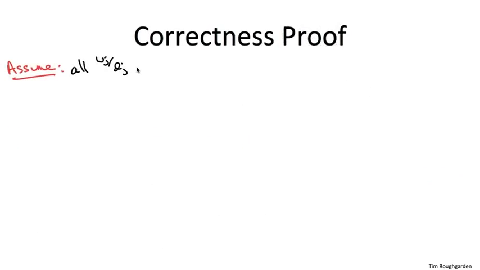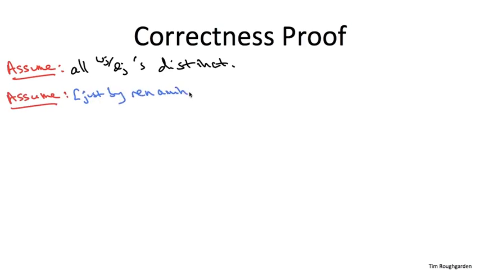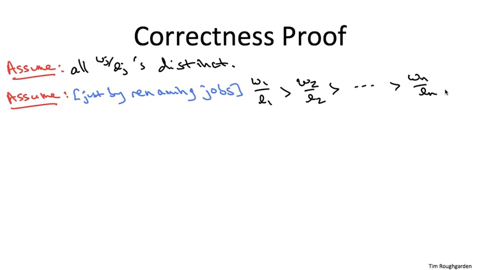So as I said, in this video and the next, we're going to be assuming that all of the ratios are distinct. In general, of course, that need not be true, and I'll give you a separate argument to handle the case of ties. I'm going to make a second assumption, but unlike the first assumption, the second assumption has no content. It's just an assumption about notation. I'm going to assume, by renaming jobs, that job number 1 is the one with the highest ratio, job number 2 is the one with the second highest ratio, and so on, job n being the one with the smallest ratio.